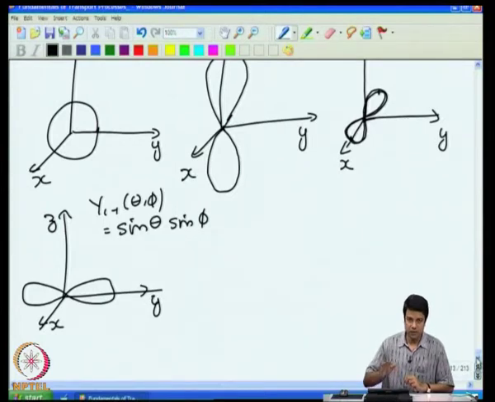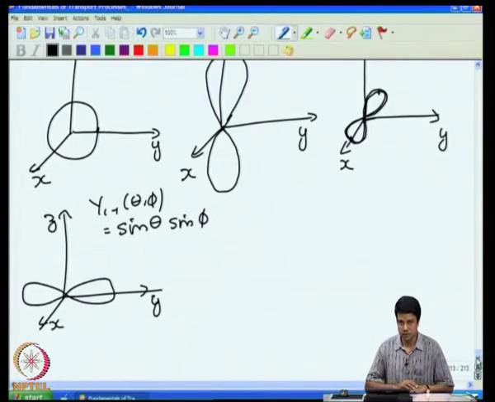In other words, you take one of these functions multiplied by the other, integrate over theta and phi, you will get 0. So, in that sense, these have their own unique symmetries. The 0 0 symmetry, 1 0, 1 1, 1 minus 1, 2 0, 2 1, 2 2, 2 minus 1 and 2 minus 2. And each of these are orthogonal.